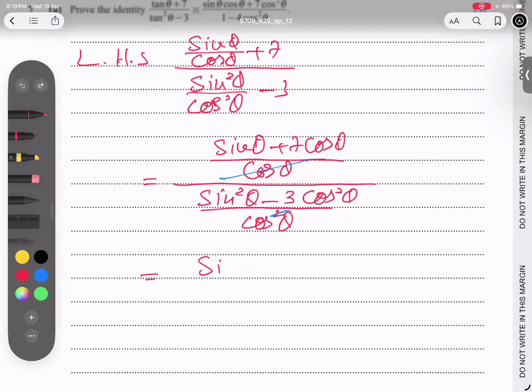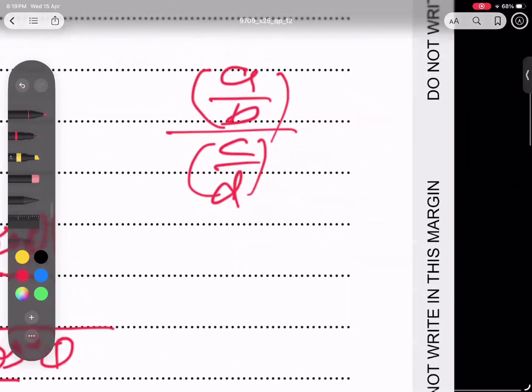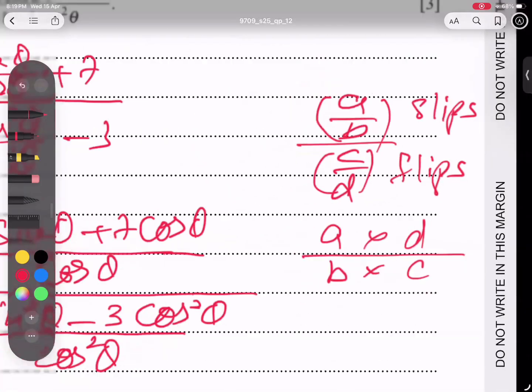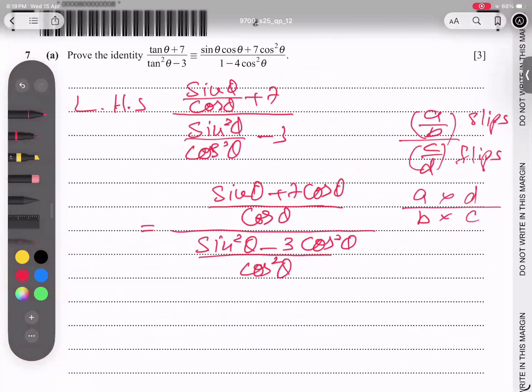Maybe you're confused how I have done it, so I do it the easy way. What is the easy way? If I have a by b divided by c by d, the top fraction stays and the bottom fraction flips. Repeat my words: there's a main line, a and b stay, a will come here, b will come here. And flips means d will go up, c will not change place. So the same rule I'm going to apply here. So top fraction stays.